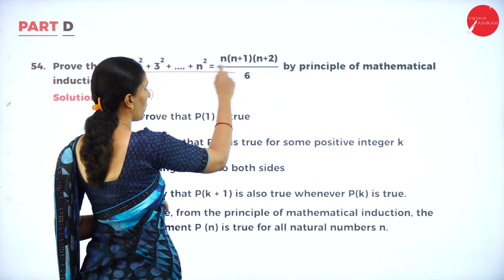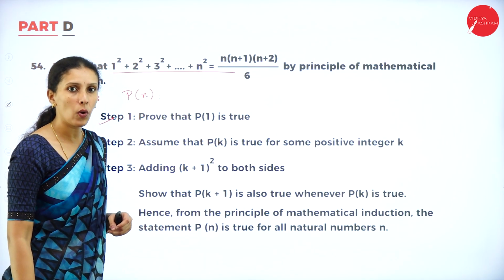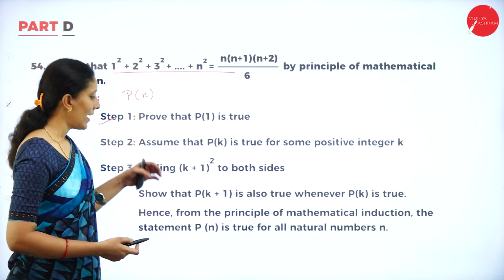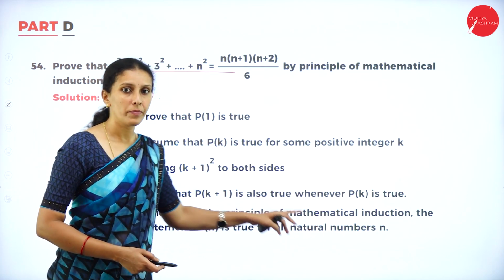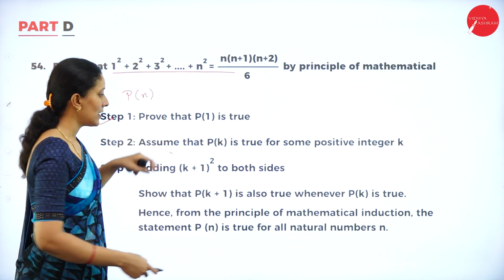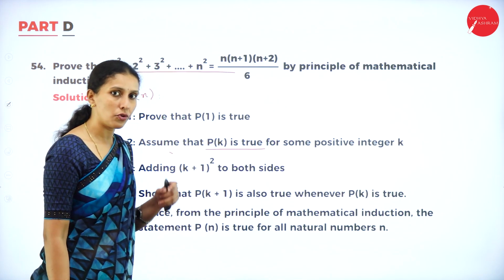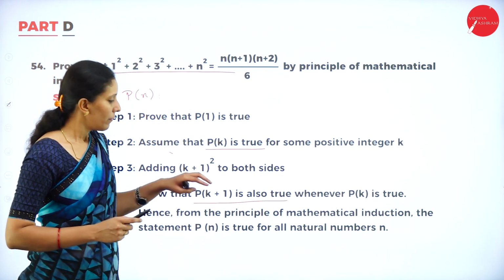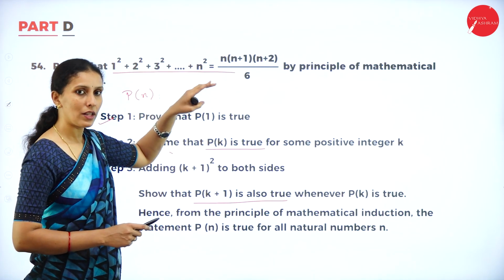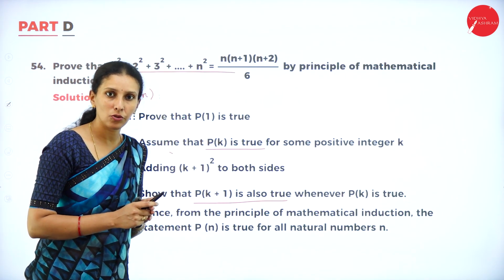So for the same equation, add k plus 1 whole square. Once you add it, solve it and show that P of k plus 1 is also true whenever P of k is true. Since we have assumed P of k is true, we must get P of k plus 1 is also true. Hence, we can express k plus 1 in the form of n into n plus 1, n plus 2 by 6.